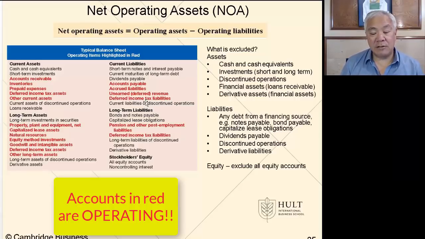Next is financial assets. And financial assets mean where you're kind of like a bank. And so if you loan money to somebody, you're not running a business, you're acting like a bank.